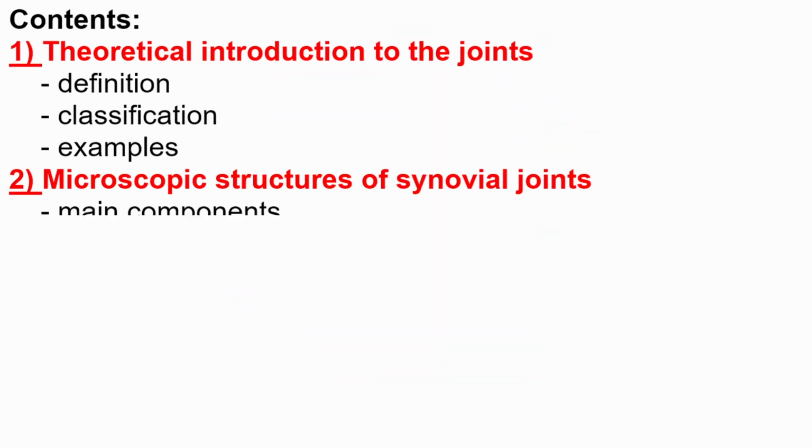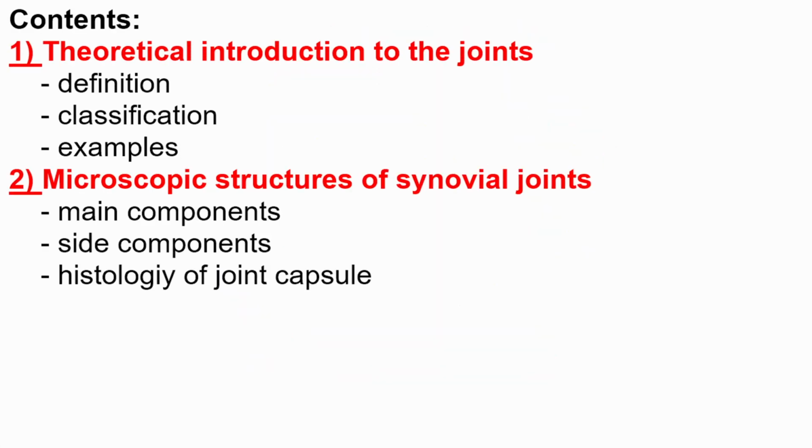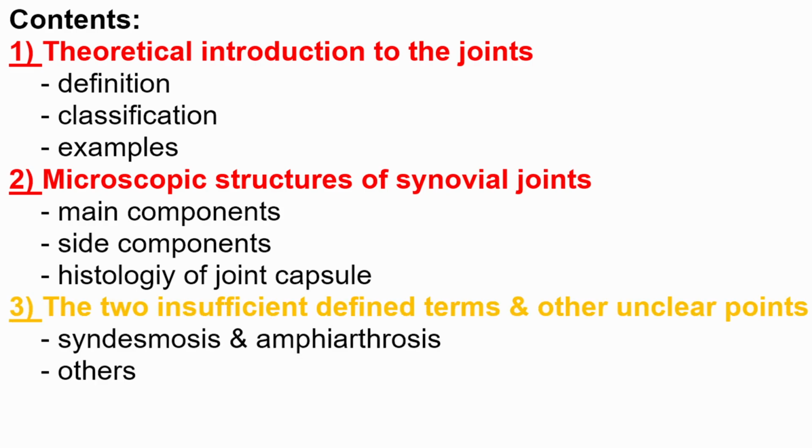Hello everyone. Today's topic is the theoretical introduction to the joints of a human skeleton. Unfortunately, the sources were only 90% matching, which leaves some room for interpretation and some contradictions between the sources.